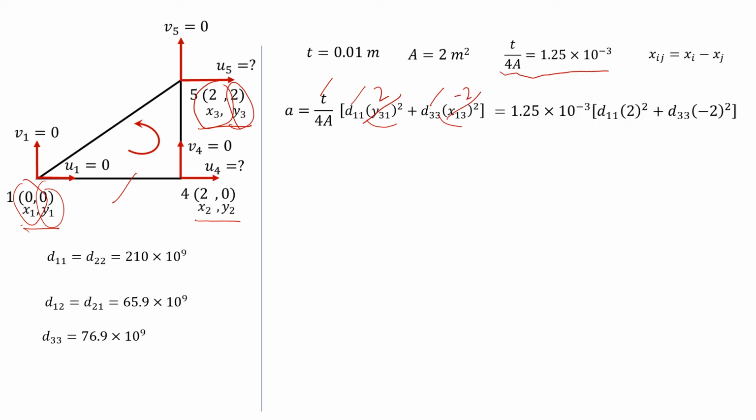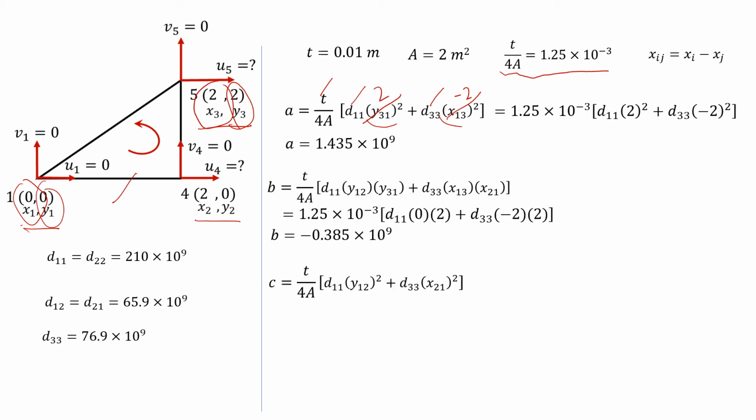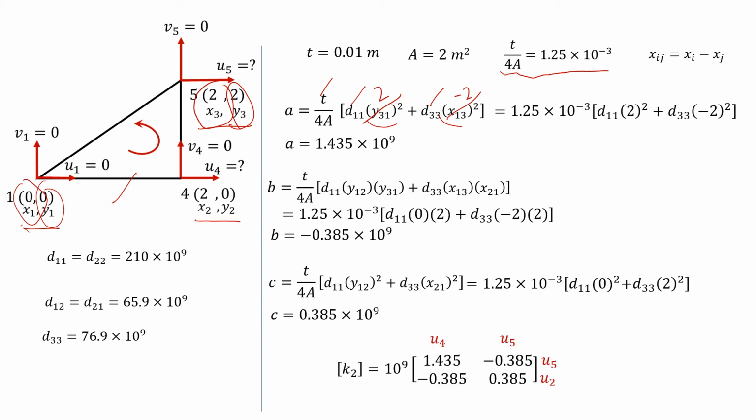And if we solve these equations, we obtain the term A is equal to 1.435 times 10 power 9. With the same technique, we can determine the value for terms B and C. Once we have obtained the values for A, B, and C, again, we can write our K reduced matrix for element 2, as shown in this slide.